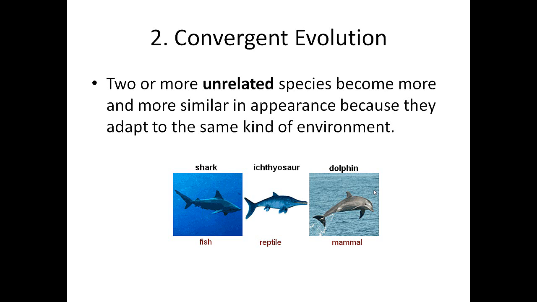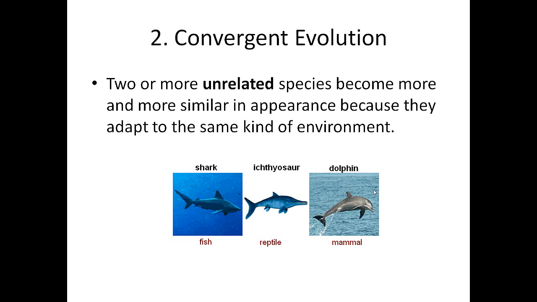You have sharks, an ancient ichthyosaur, and dolphins. If you were a kid and you didn't know any better, you might say, oh, they're all related, they all look like fish. Well, because they all live in the ocean in similar environments, they've evolved to look similar.